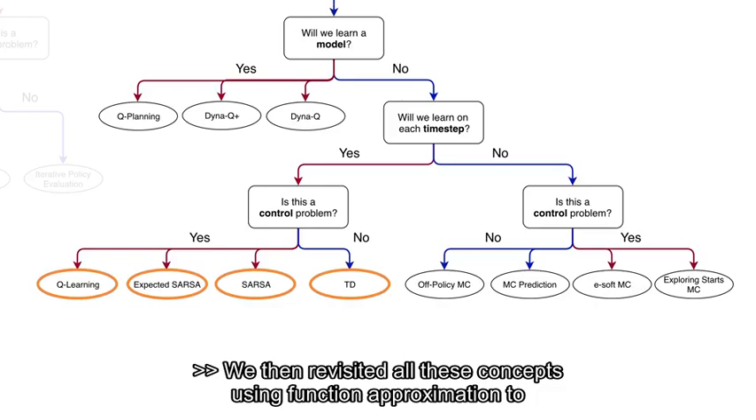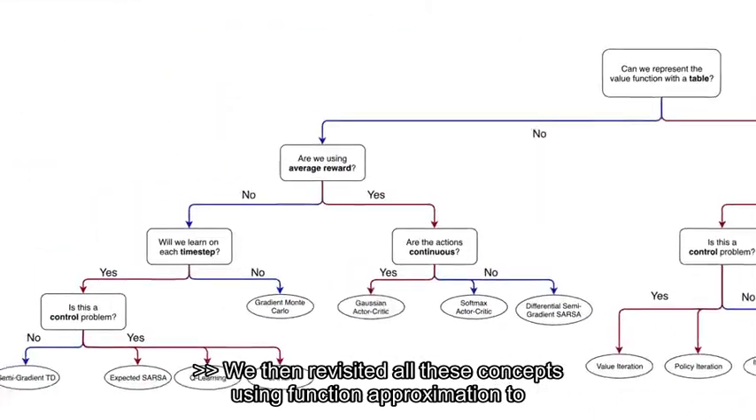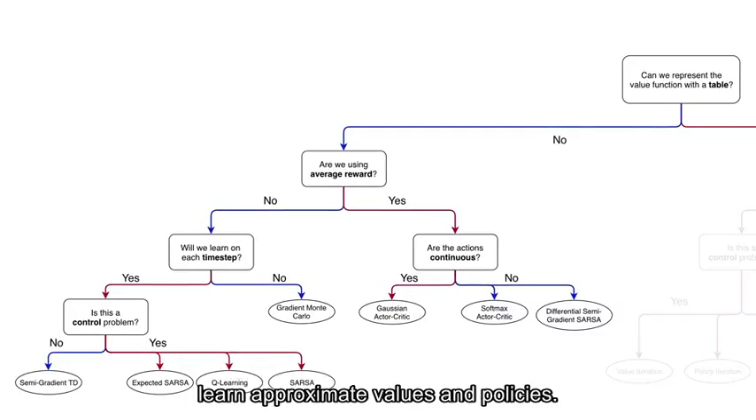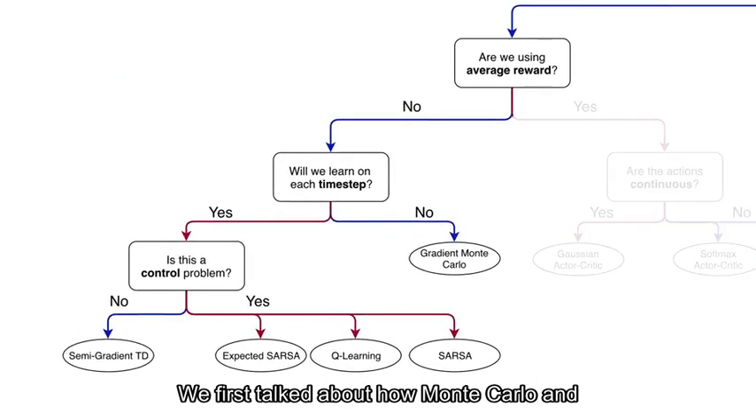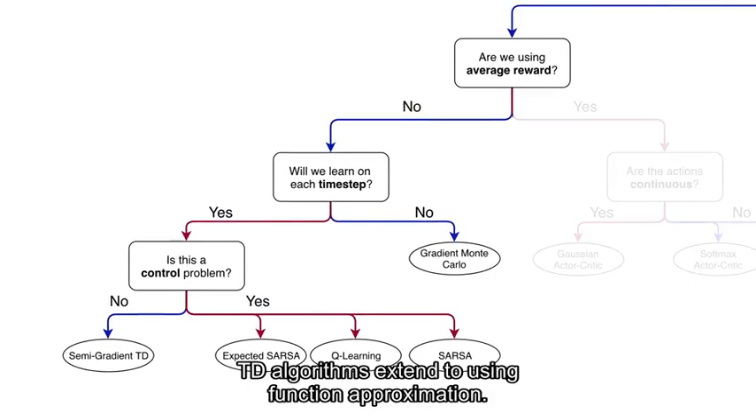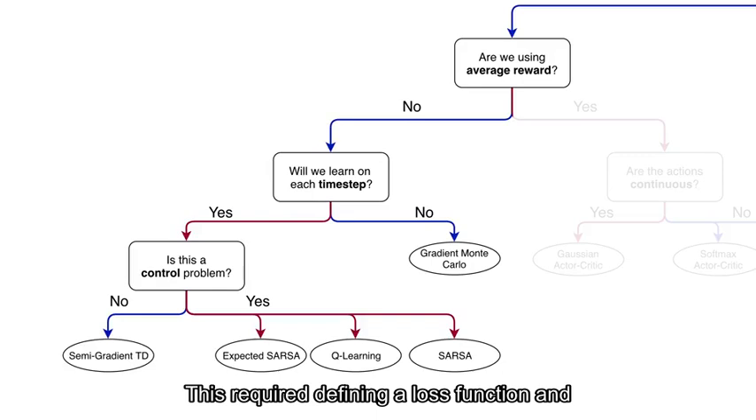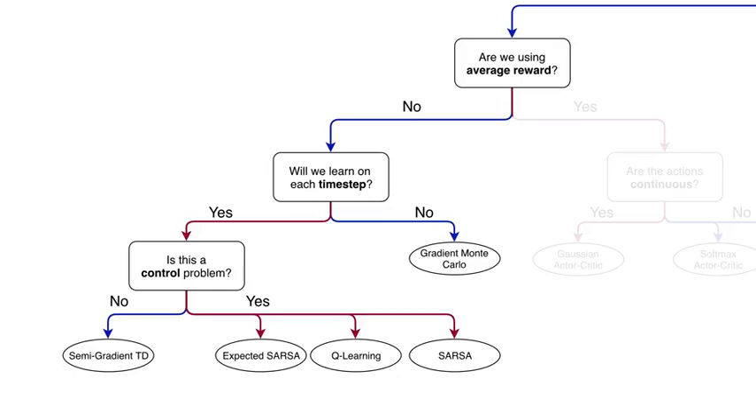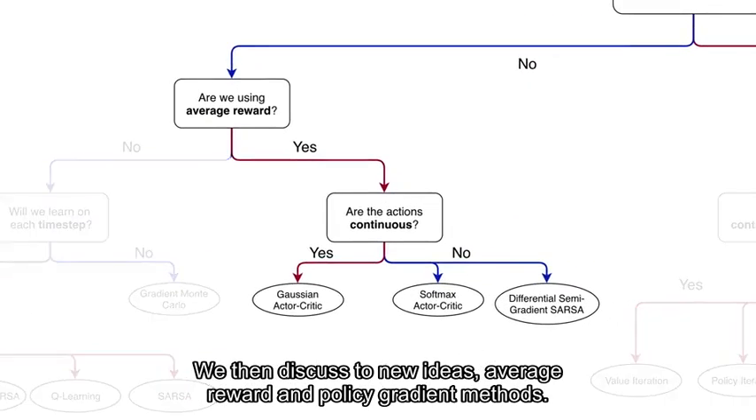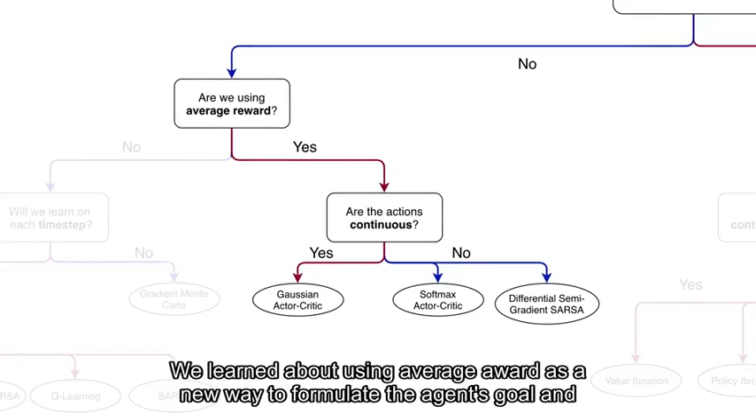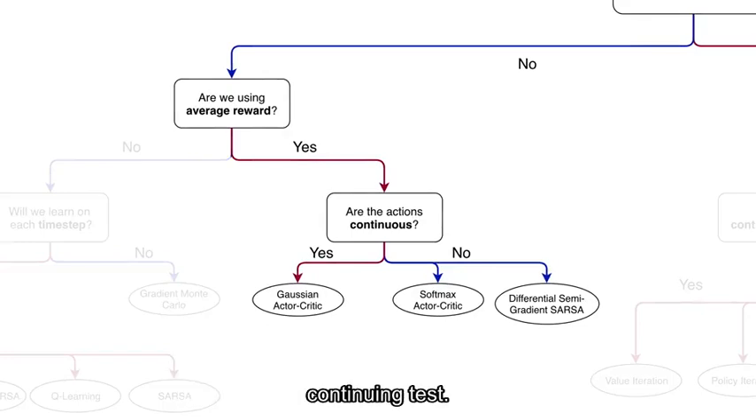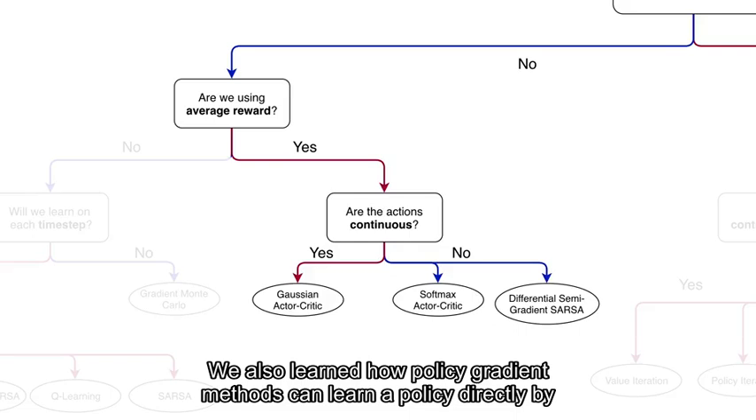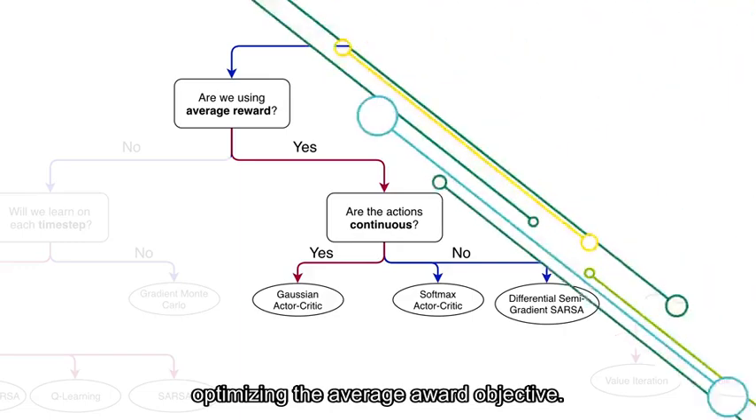We then revisited all these concepts using function approximation to learn approximate values and policies. We first talked about how Monte Carlo and TD algorithms extend to using function approximation. This required defining a loss function and understanding gradient-based approaches to optimization. We then discussed 2 new ideas, average reward and policy gradient methods. We learned about using average reward as a new way to formulate the agent's goal in continuing tasks. We also learned how policy gradient methods can learn a policy directly by optimizing the average reward objective.